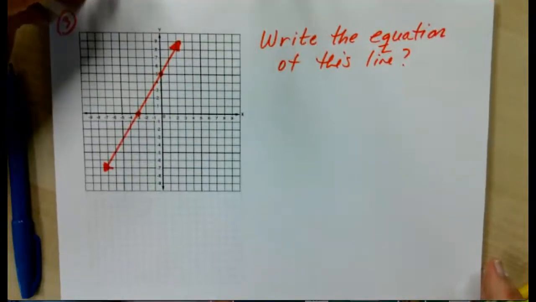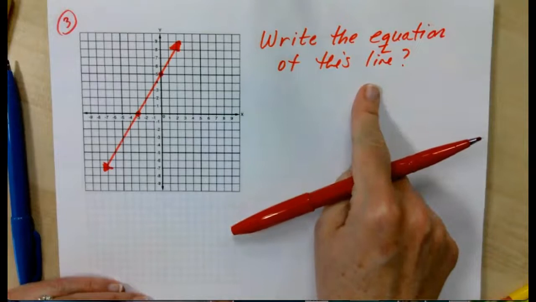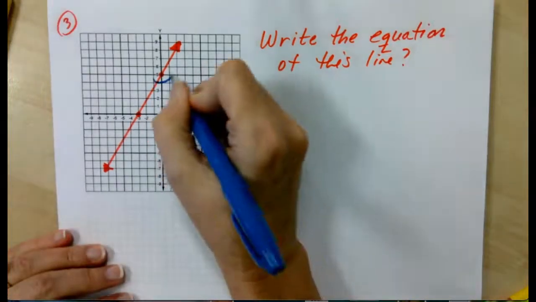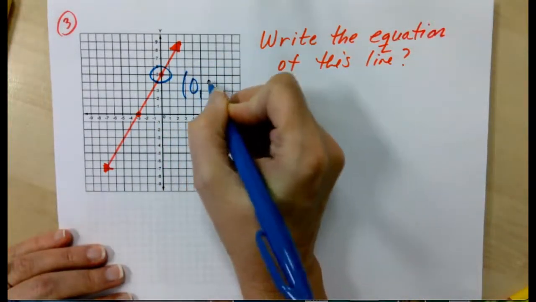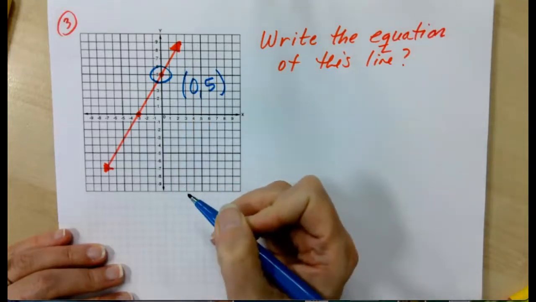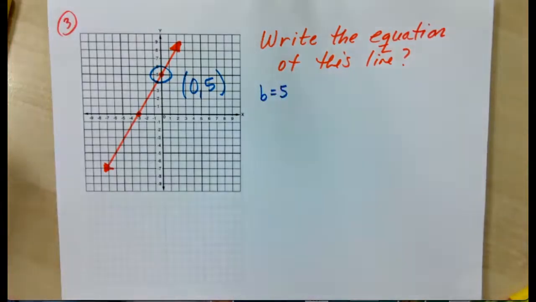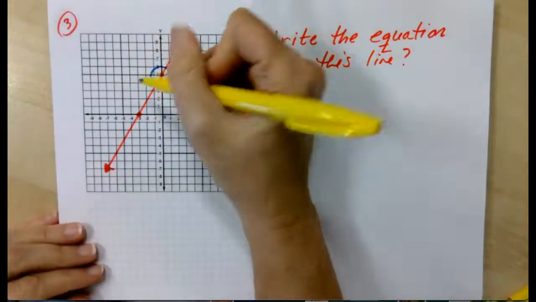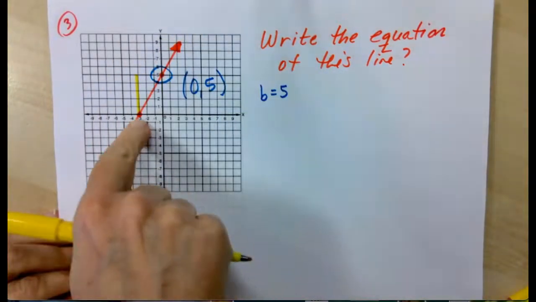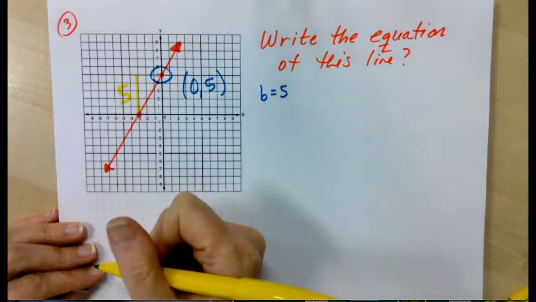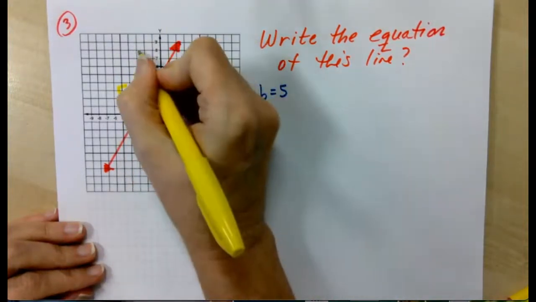Next, we're given a graph and we want to write the equation of this line. The first thing we need to find is, do we know the y-intercept? We do. The y-intercept is at (0, 5). If the y-intercept is at (0, 5), that means that b is equal to 5. Next, let's count the slope. We can count the slope using the definition of slope, which is rise over run. So, to get from the bottom point to the top point, we have to rise 5. A rise of 5 and a run of 3.